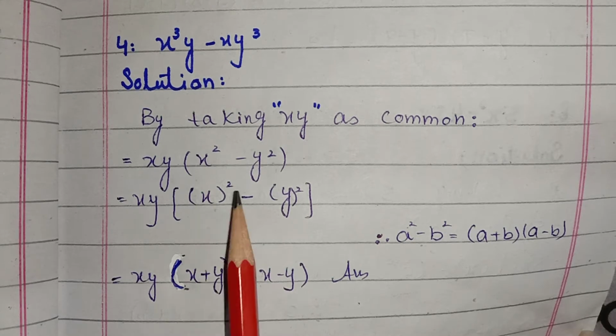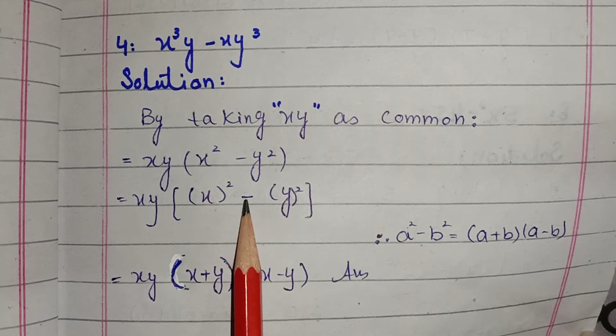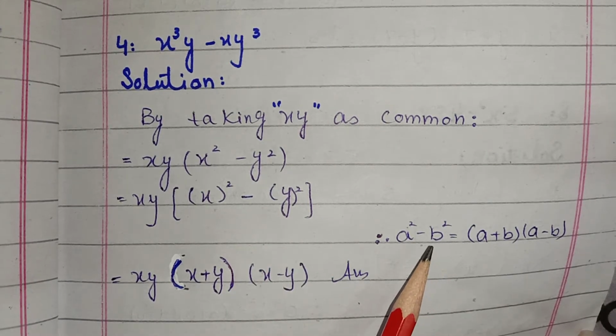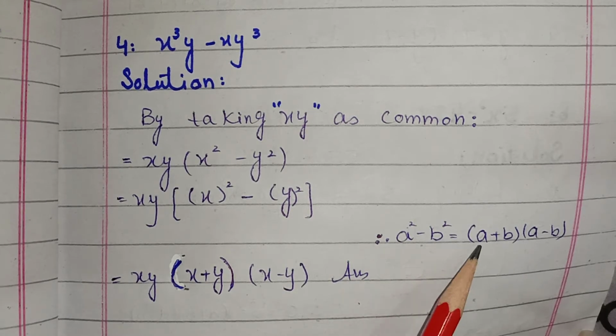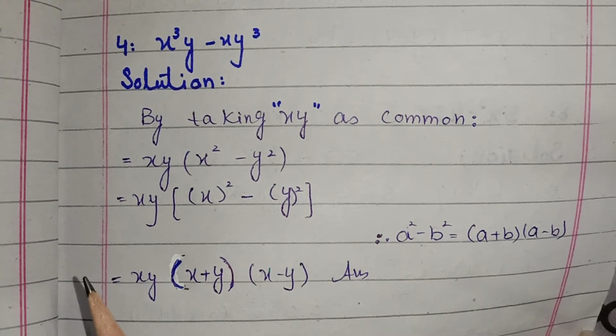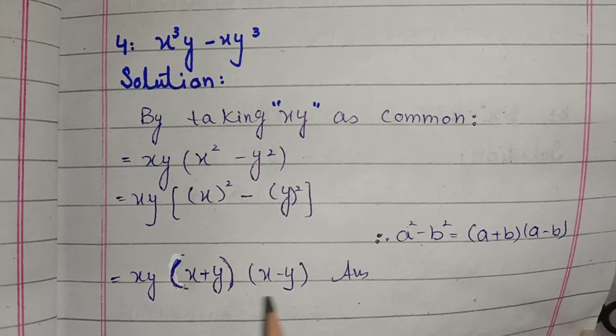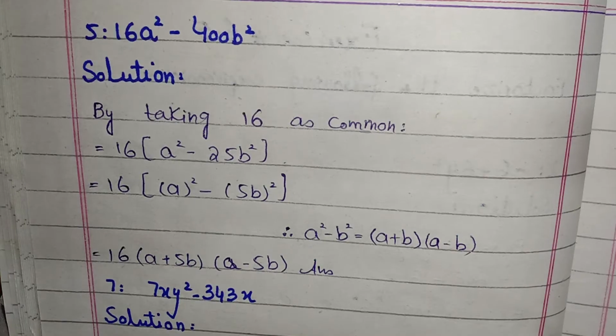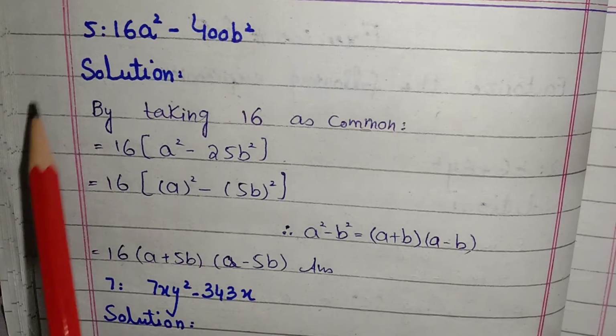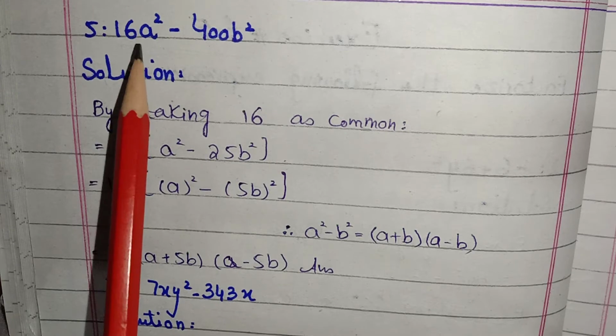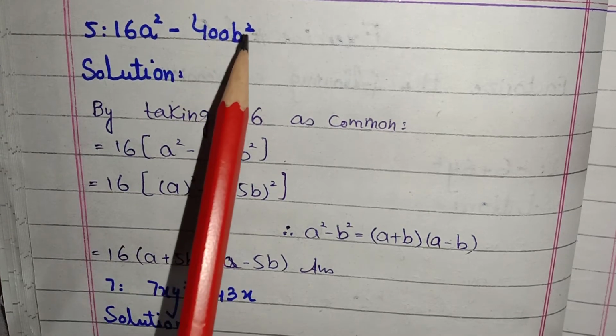Here we have two terms having squares on them and a minus in between them, so we will use our formula a square minus b square is equal to a plus b into a minus b. The common term xy we will write as it is, and we will write x plus y into x minus y. This is our answer. Now students, moving towards our question number 5: 16a square minus 400b square.